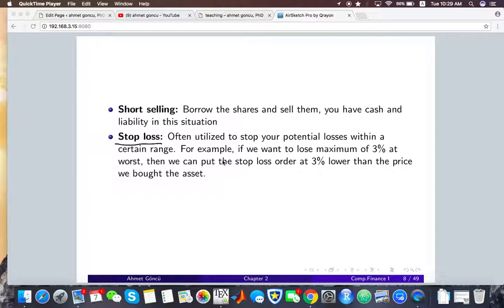Another important term is the stop loss, because whenever we trade, we need to introduce some stop loss levels in order to put a maximum cap on the potential losses for our positions. For example, if we want to lose at most 3% from our portfolio position, then we need to put the stop loss order around 3% lower than the price we bought the assets.